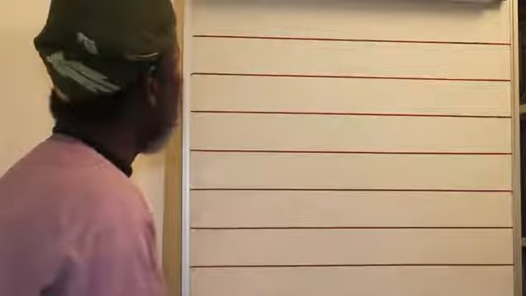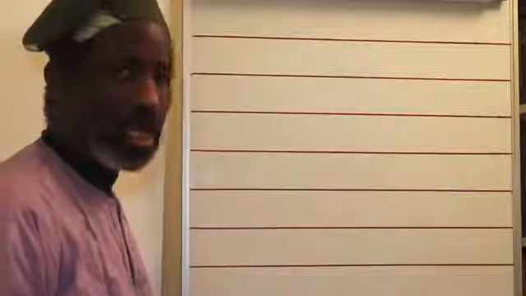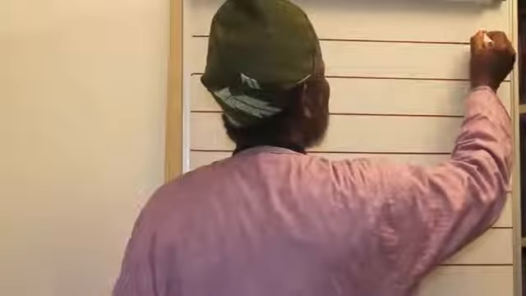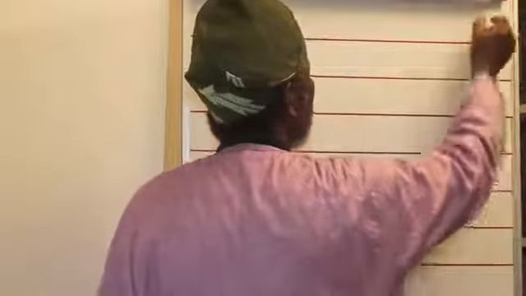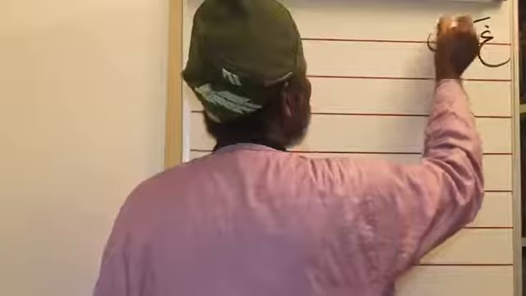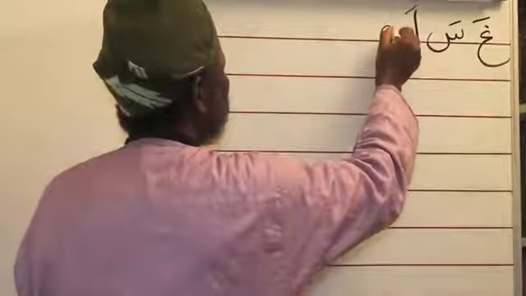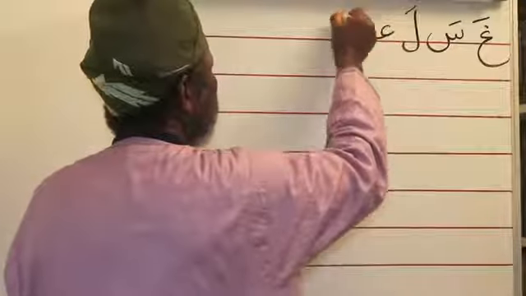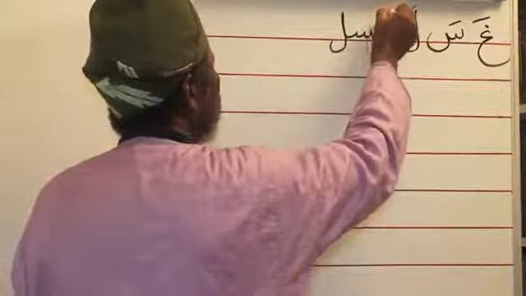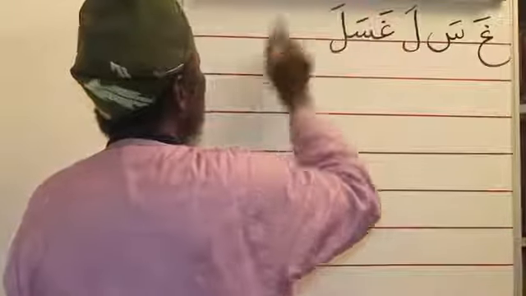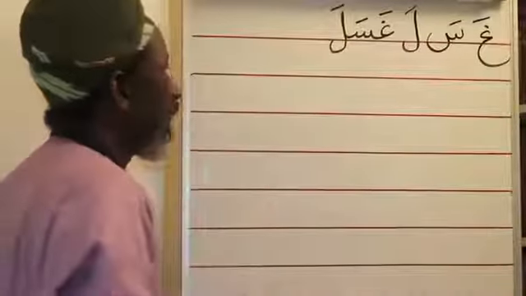Now, page 37, we start with letter Ghain. Ghain, the beginning, Ghasala. Gha, sa, la. Ghasala. Join. Gha, sa, la. Now we need to do ghain in the middle.